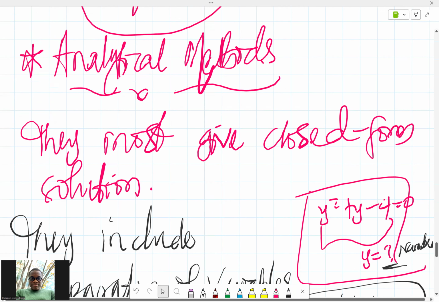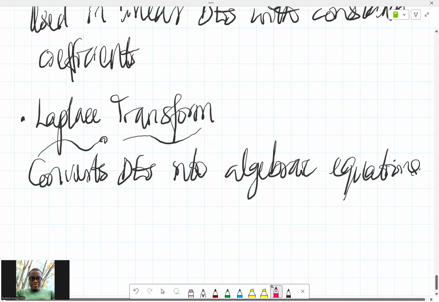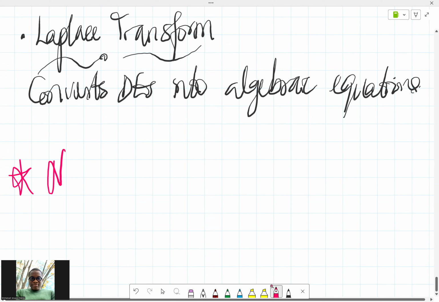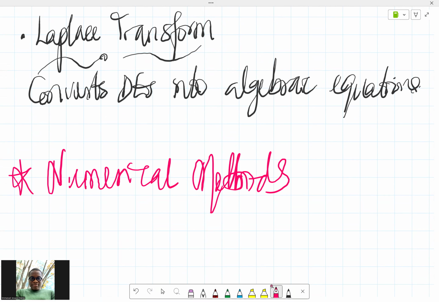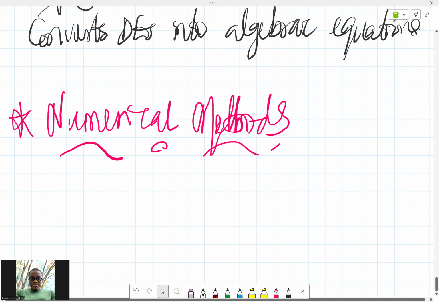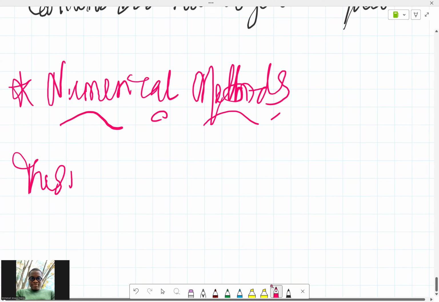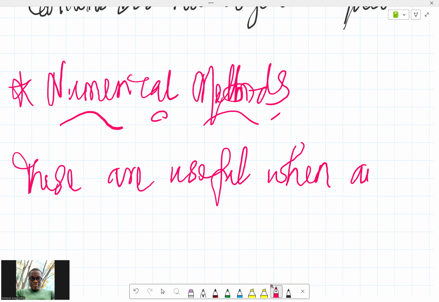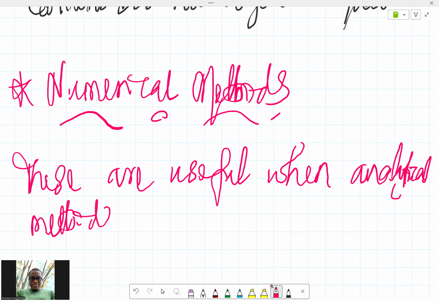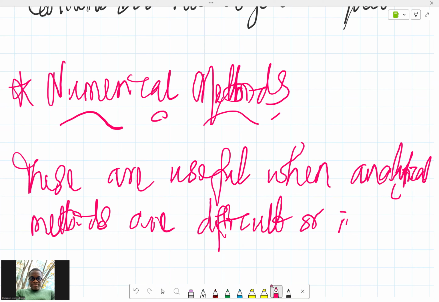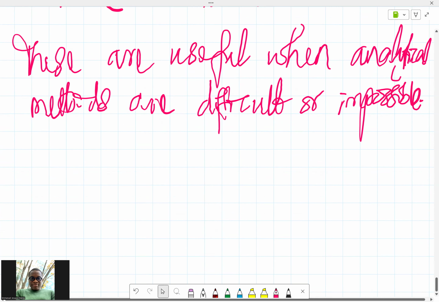So having talked about analytical methods, we also have numerical methods for solving differential equations. Thankfully, I've dealt with them under numerical analysis. These are useful when analytical methods are difficult or impossible. There are situations where analytical methods are difficult or they are totally impossible. So in that case, we use numerical methods.